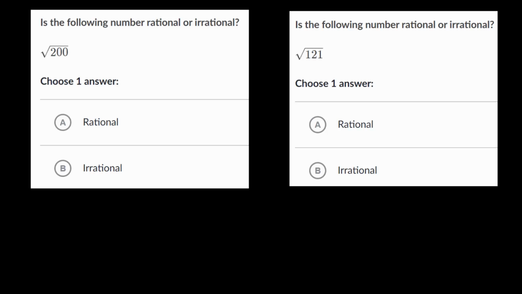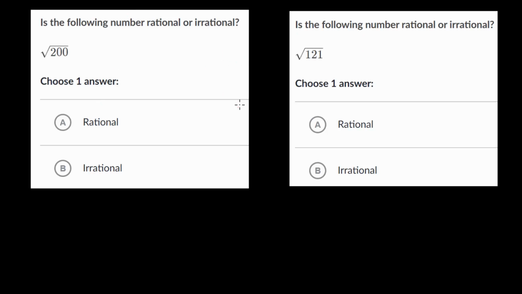So let's look at two more challenging examples for determining whether numbers are rational or irrational. And remember, a rational number has the word ratio in it. It can be written as a fraction of two integers, two different whole numbers. And irrational has that IR in front, so that negates the word. So that is a non-fractional number, or in other words, a number that cannot be written as a fraction.